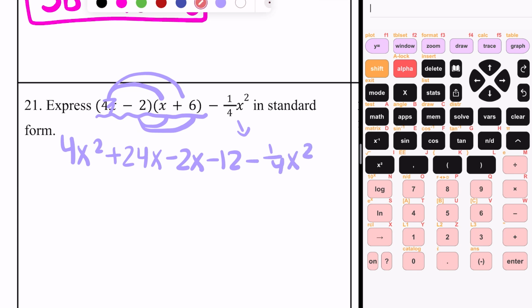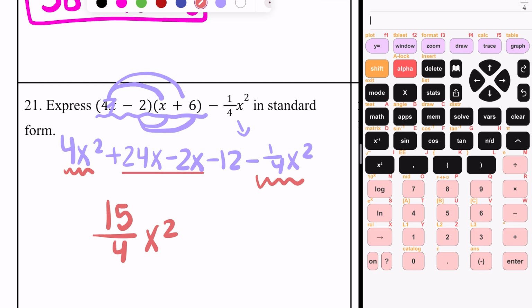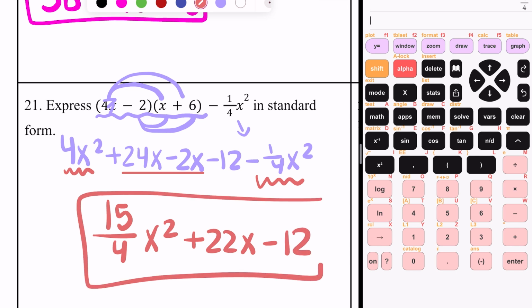Now let's combine like terms. 4 minus 1/4. 4 minus 1 over 4 gives us 15 over 4 x squared. Then 24x minus 2x is 22x, and the minus 12. And this is our final answer.